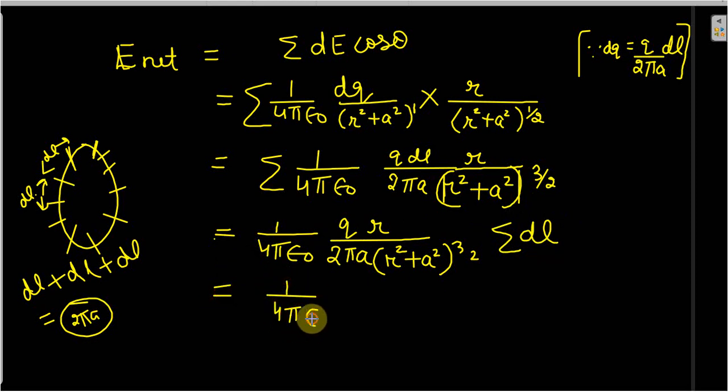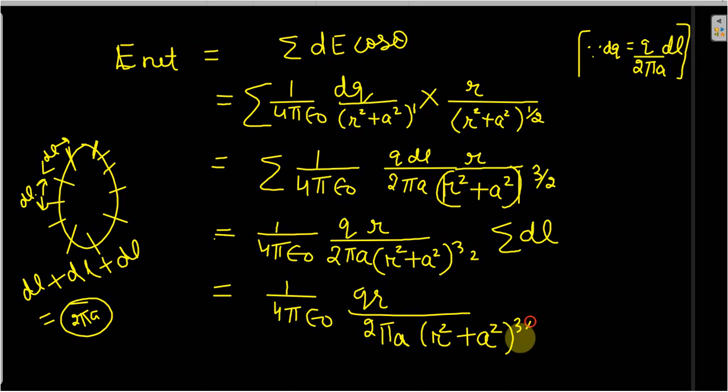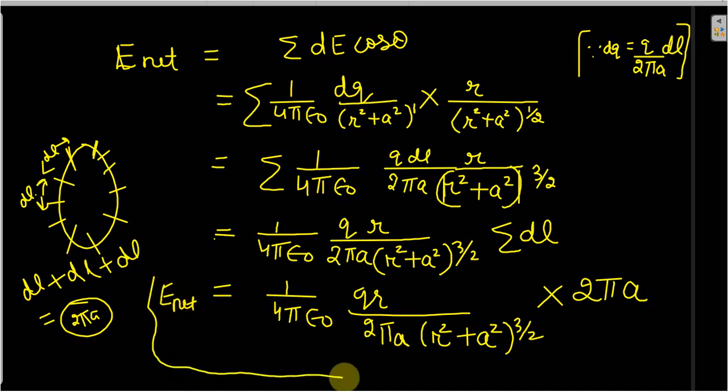So this is your final expression which you will get: 2 pi a over r square plus a square to the power 3 by 2, and summation of dl, we will add all the small elements and that will be equal to 2 pi a. So this is the final expression for E net, the resultant electric field.